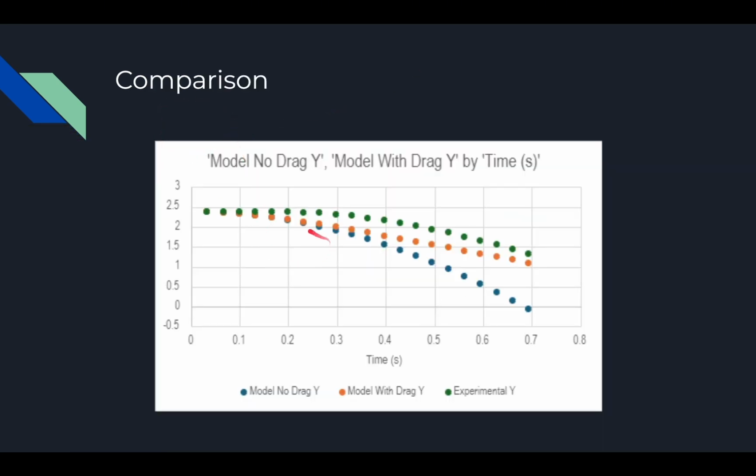In comparison, the experimental data and the model with drag both reach a point around here where they hit terminal velocity and thus have a constant velocity the rest of the way down. Meanwhile, with no drag, we have constant acceleration, which causes a constant increase in velocity.